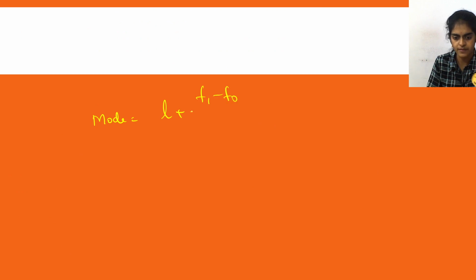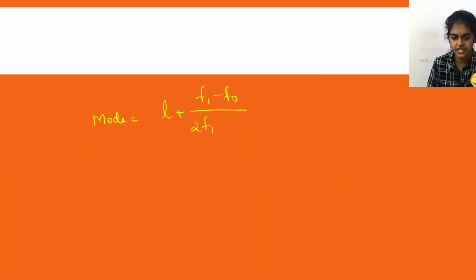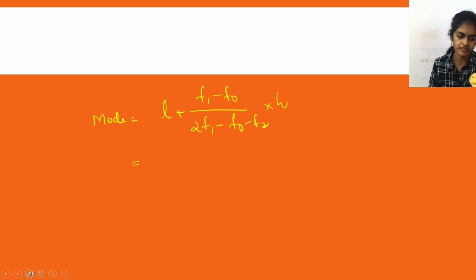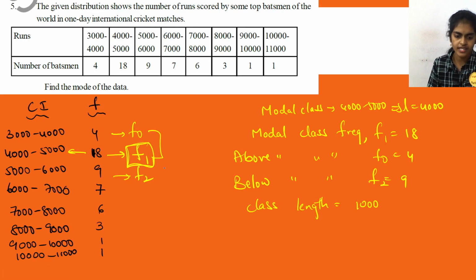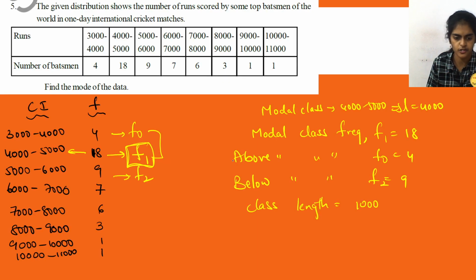So always I am telling you the shortcut of how to remember: 2F1, 2 times F1 minus F0 minus F2, multiplied by H. Remember, in the way I am teaching you, you will never forget. Okay, so chalo, then L is nothing but 4,000. All the values we have written, now simple substitution.